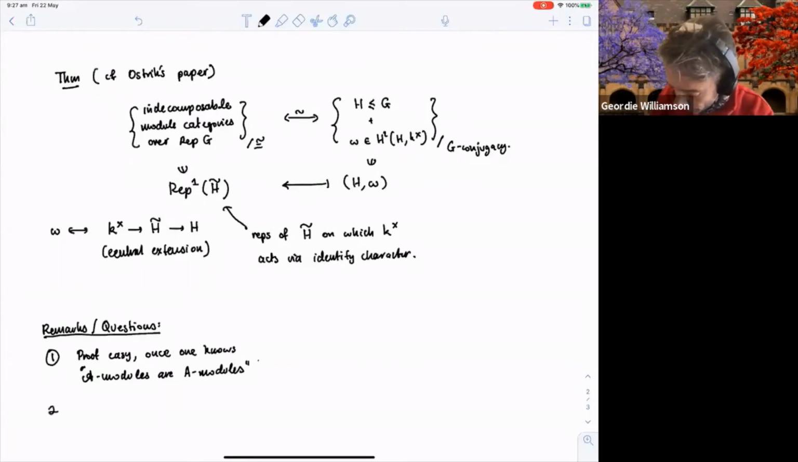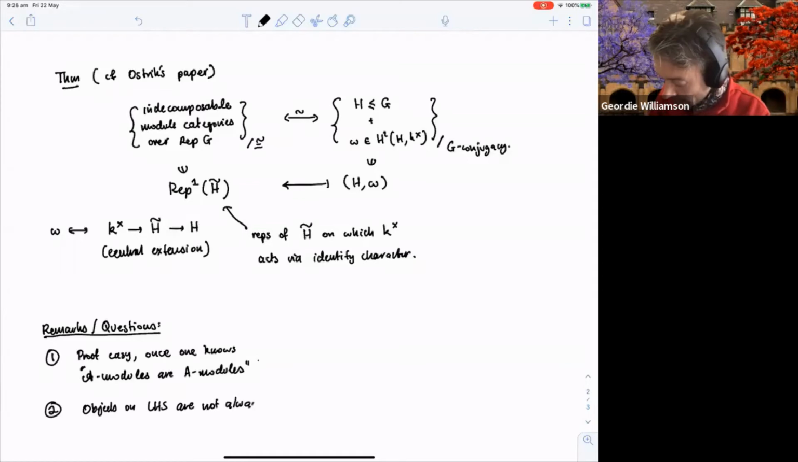Two, that I thought was interesting, is that the objects on the left-hand side are not always tensor categories. Okay, so Emily's observation from last time is really pointing out that something special happens for SL2 that doesn't happen for a general finite group.